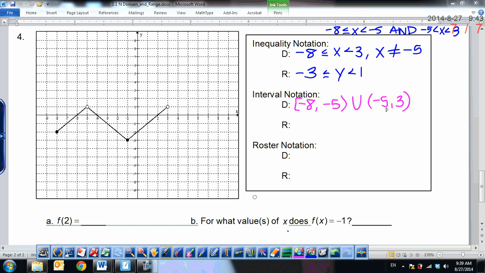Very good. Okay, the range was a little more straightforward. What's that? Good. Can I do roster? No. All right, what is f of 2? f of 2 is 0. For what values of x does f of x equal negative 1? Good. So find negative 1. All right, so you're right. Negative 7, negative 3, and 1.